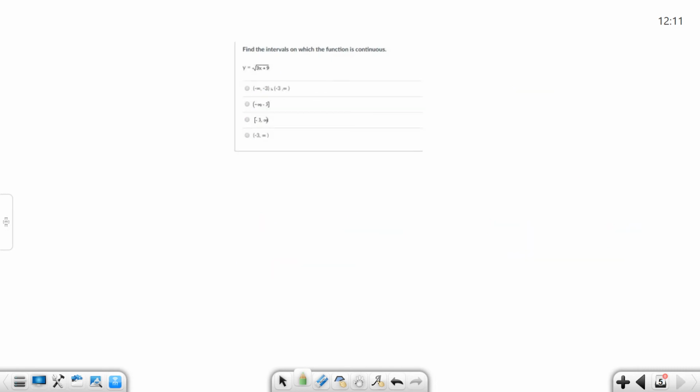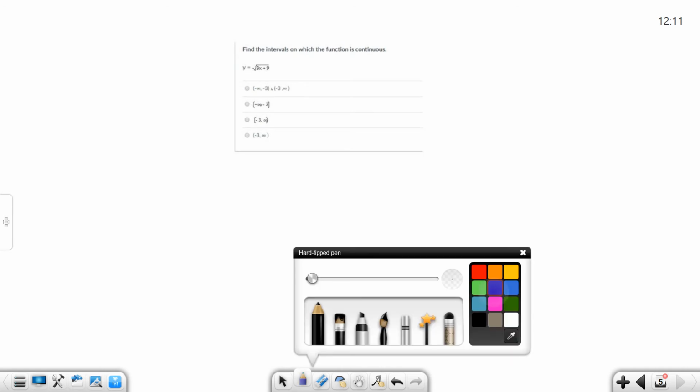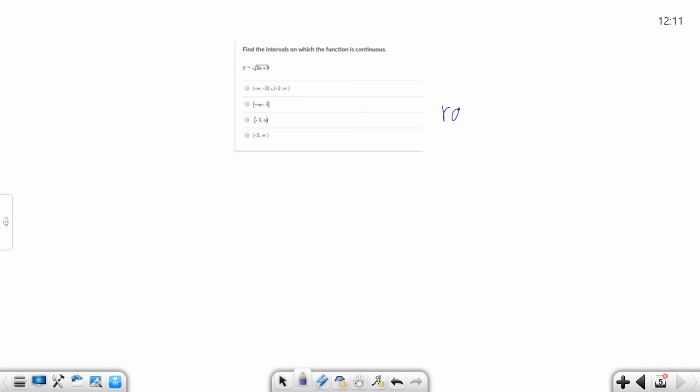Okay, in this last one, I ask you, where is the function continuous? What you need to remember for this one is your rule is you take your radicand and set it greater than or equal to 0. Now that's the most important part of the entire problem. Greater than or equal to means that you will use a bracket.